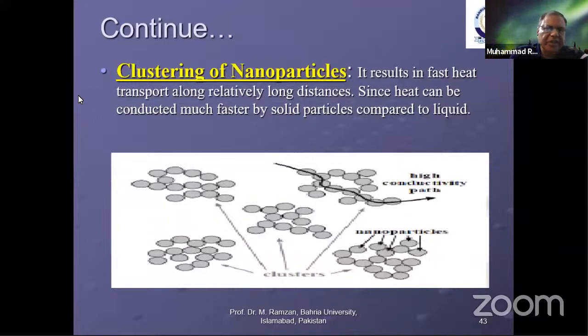As I am telling again and again, this is basically the dispersion of the metallic particles into the base fluids. Once the particles are inserted into the base fluid, you can say the conduction will be faster, because conduction in the solid particle is faster as compared to the liquids.